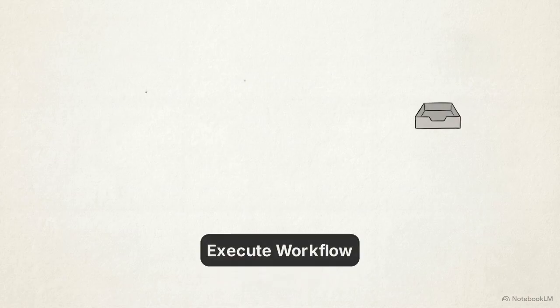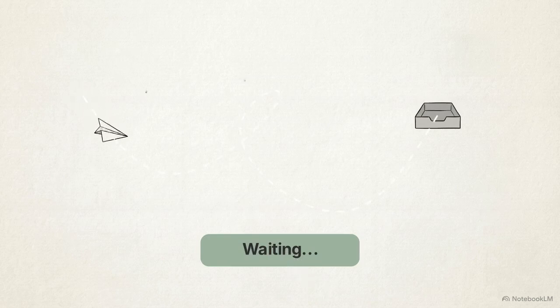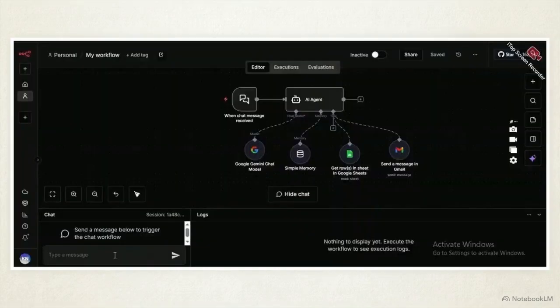Now we test the build. Click Execute Workflow at the bottom of the screen, then send a sample email to your connected inbox to trigger the process. Watch the canvas. As the email arrives, you will see the nodes light up sequentially, followed by green check marks indicating successful operations.